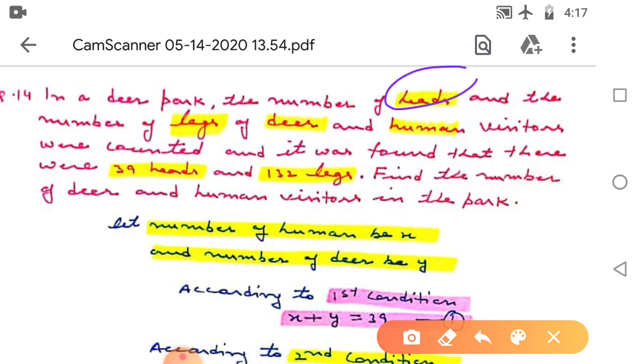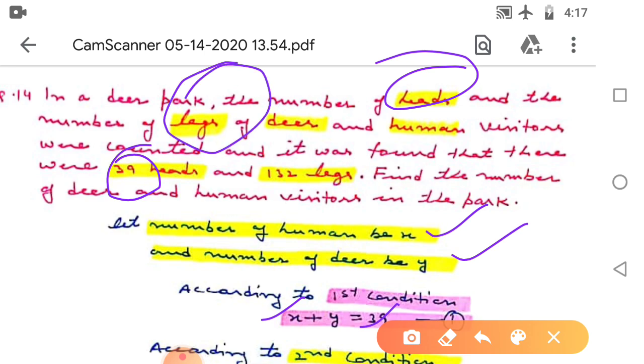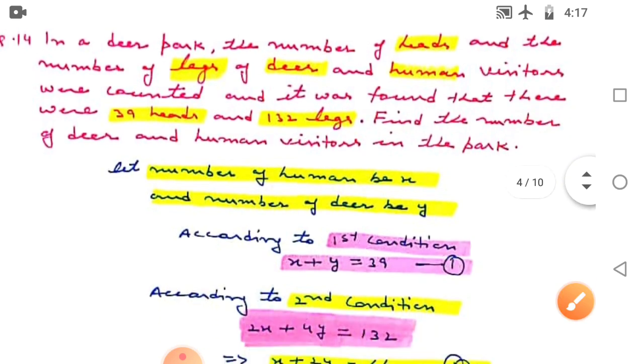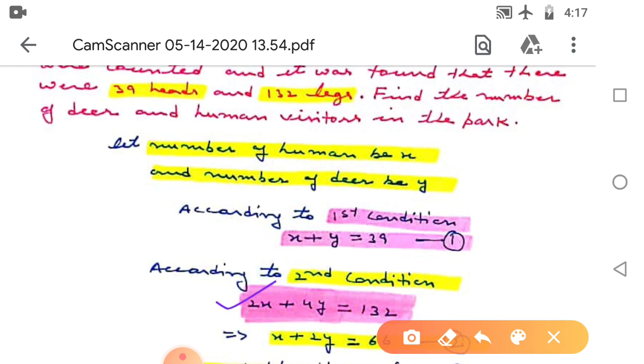Number of heads 39, x plus y is 39, number of legs 132. So this is important. 2x plus 4y is equal to 132. Clear? Human has 2 legs. So x humans, how many legs? 2x legs. 1 deer has 4 legs. So how many legs for y deer? That is 4y. So total number of legs 132.